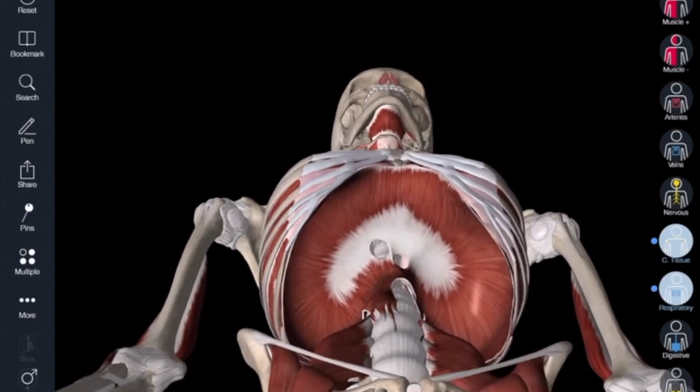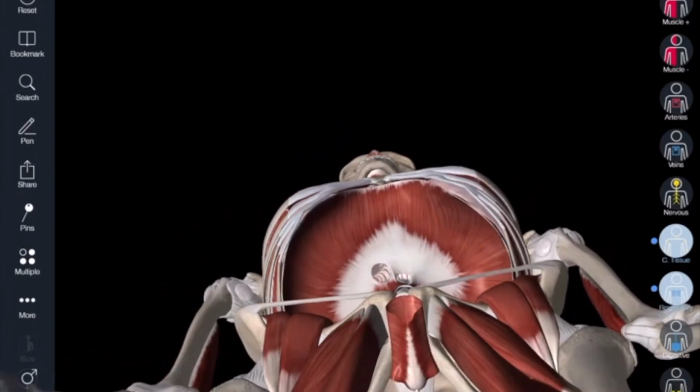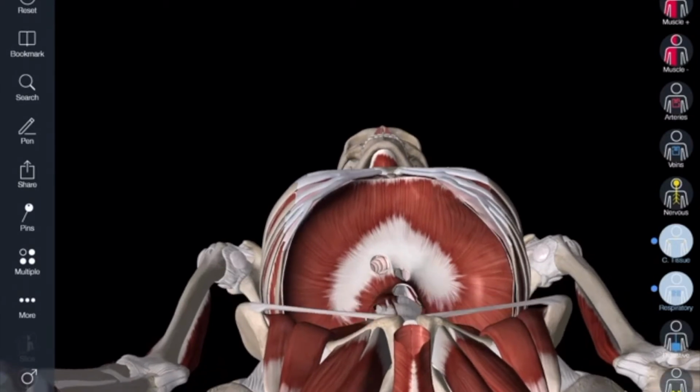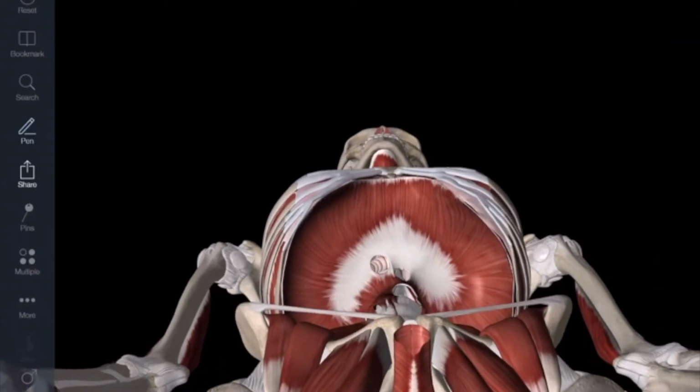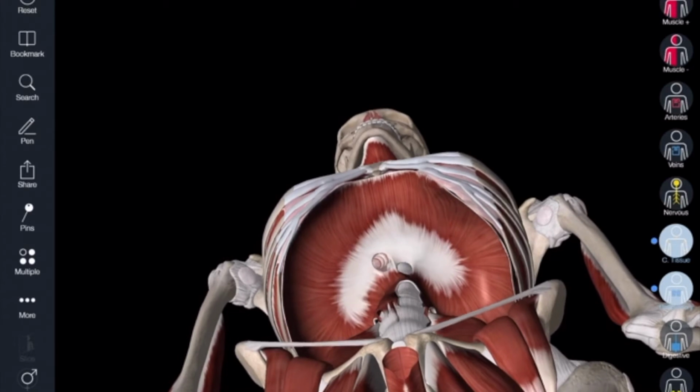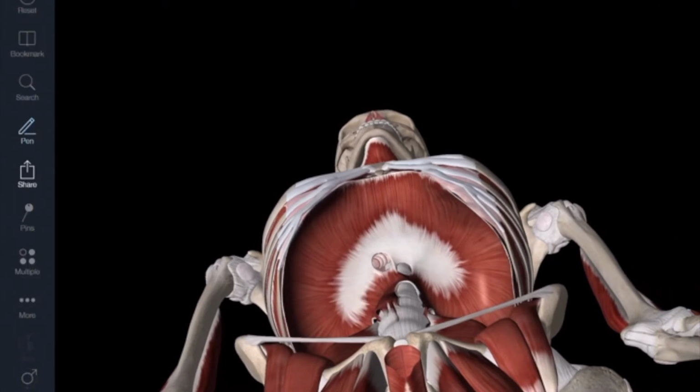Let me just say a couple more things about the diaphragm before we move on. If we look down here, we should be able to see 3 holes in the diaphragm. We see a hole here, a hole here, and a hole there, okay? Each of those is called a hiatus. A hiatus just means a gap or a break in the diaphragm. So this hiatus right here is for the abdominal aorta.